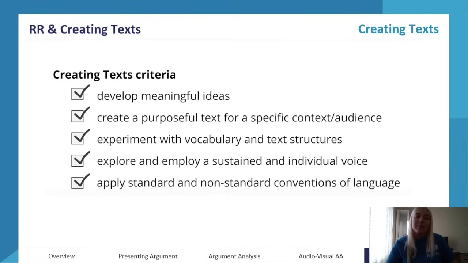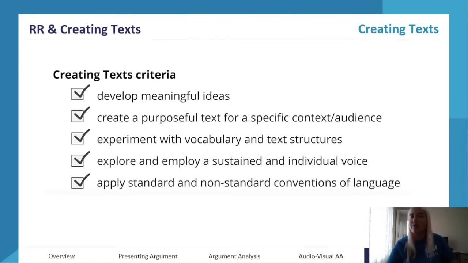Similarly, as we've done previously, looking at the criteria, what do you need to be able to do? You're obviously crafting a text. This is a creative, but you must show that you're developing meaningful ideas. So you must have a complex purpose, a complex message behind your piece. It must be incorporating your framework adequately, and we're going to revise some of the writing ideas that you could have. You must be creating a purposeful text for a specific context and audience. So context and audience must be really clear from your piece.